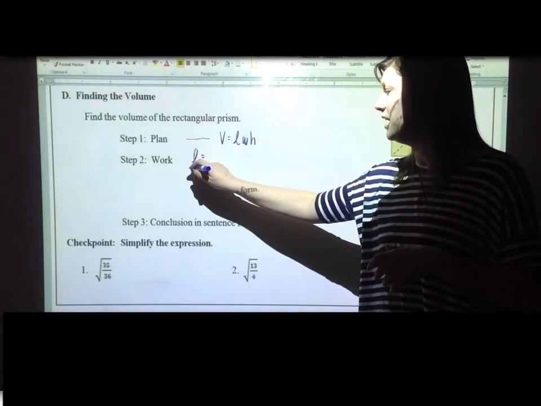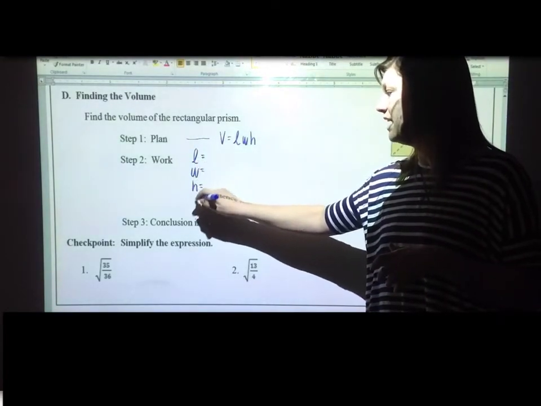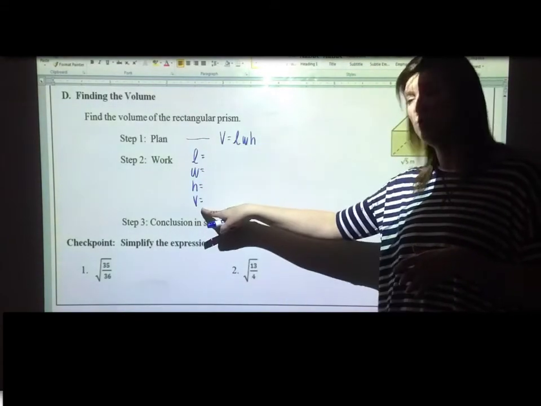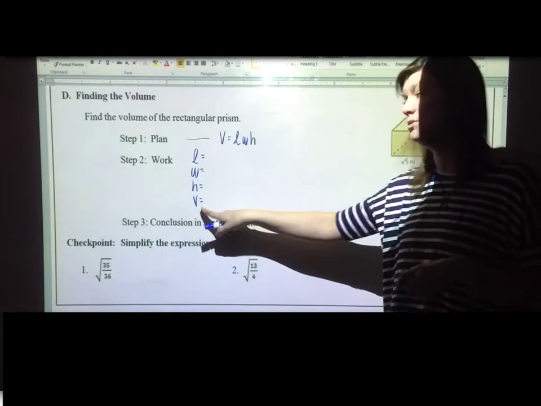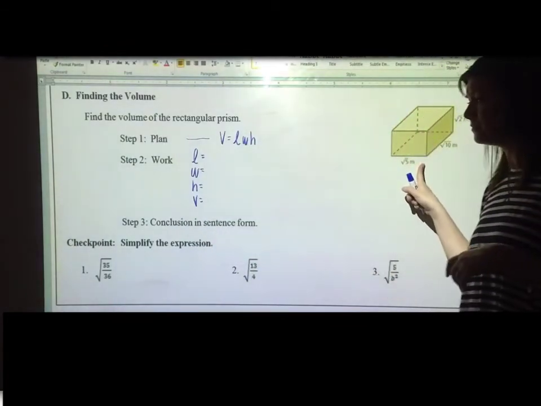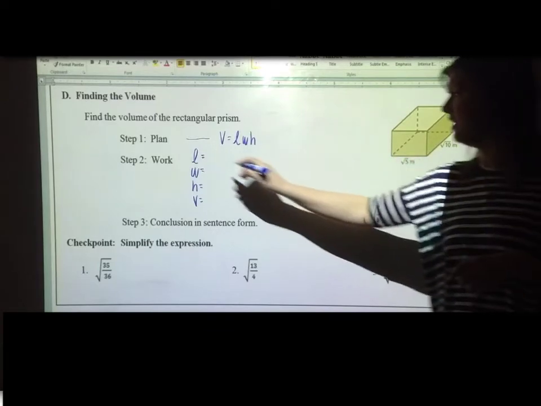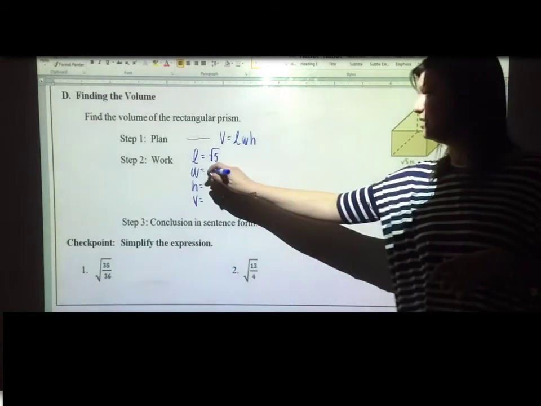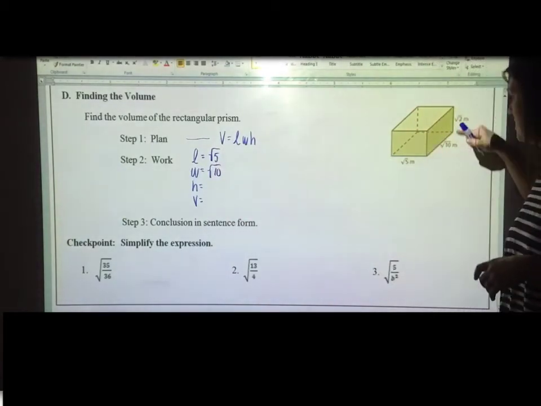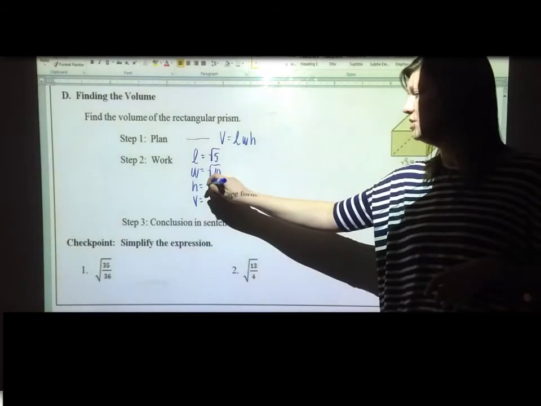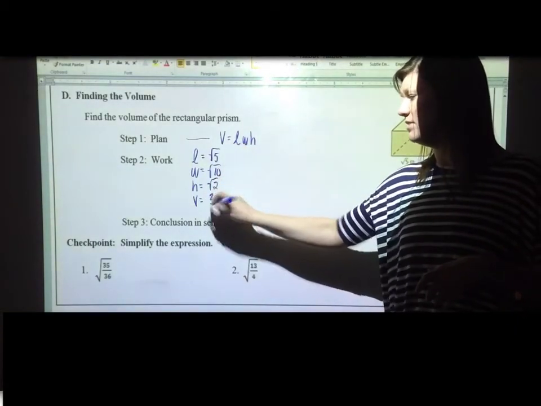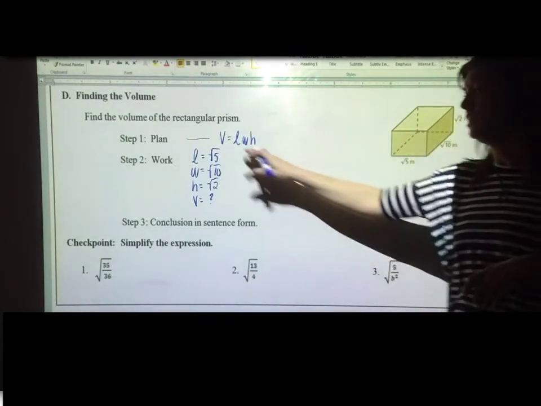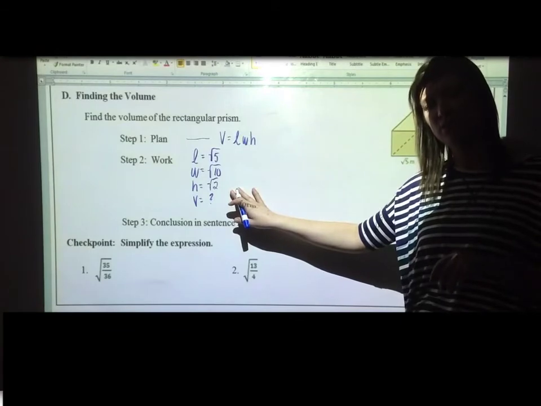I'm going to give myself the key so that I can see what's going on. The length is something, my width is something, my height is going to have a value, and my V is going to have a value. If there are 4 variables in my formula, there should be 4 variables in my key that I'm going to use to substitute later. So looking at the picture, the length is the radical of 5. My width, how wide is this? The radical of 10. And then my height, how tall is this? It's the radical of 2. And the volume is what I'm solving for, so that's my unknown. So we have length by width by height, and when we compute, we leave out the units until our last conclusion in sentence form.